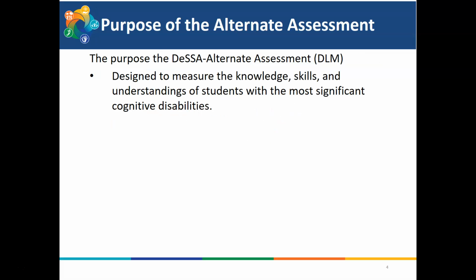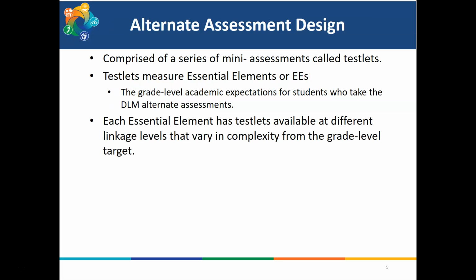Delaware is a part of the Dynamic Learning Maps Alternate Assessment Consortium, and we use their assessment as our alternate assessment. The DLM alternate, or DESSA Alt, as we call it here in Delaware, was designed to measure the knowledge, skills, and understandings of students with the most significant cognitive disabilities. Results from the assessment can be used to inform instructional decision-making, planning for subsequent instruction, and monitoring student performance in a specific area.